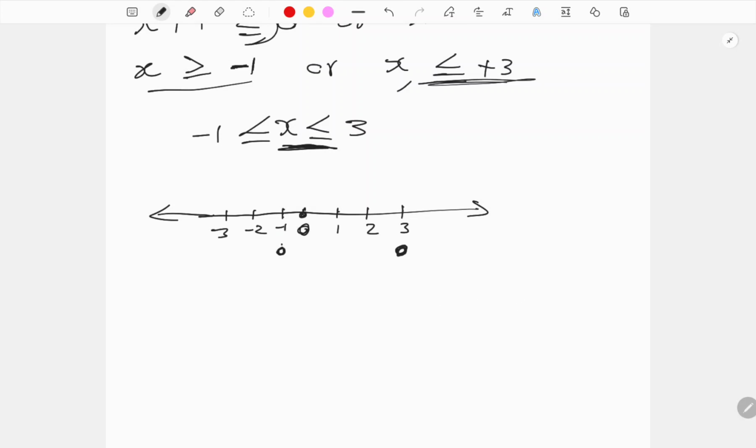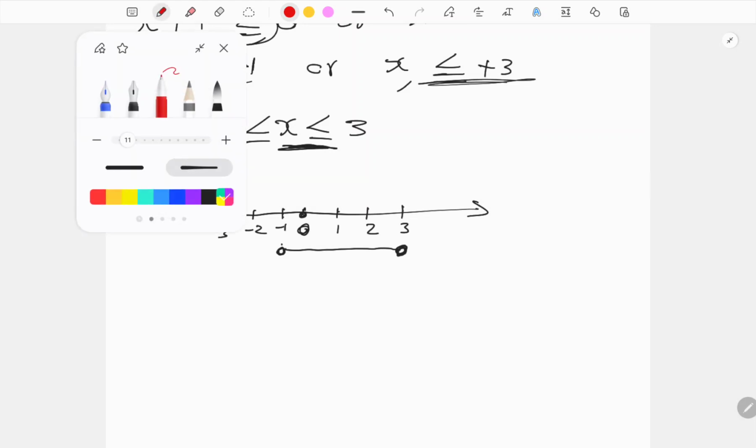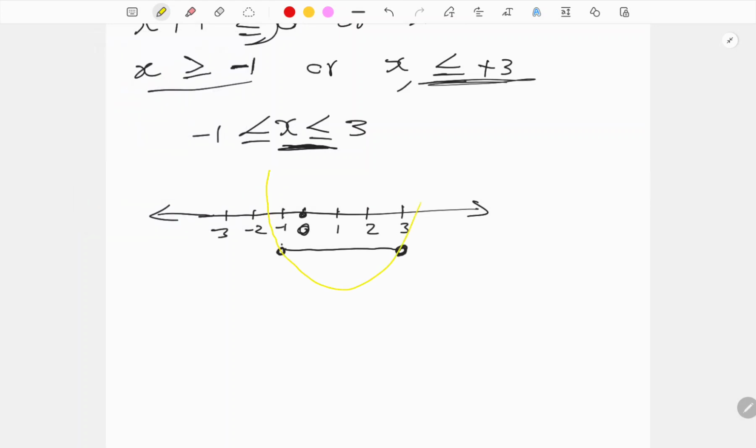So from here we are connecting -1 and 3. All your values that are between, including -1 and 3, they are good. You can also draw the graph by saying you can have all the numbers in here. That's good.